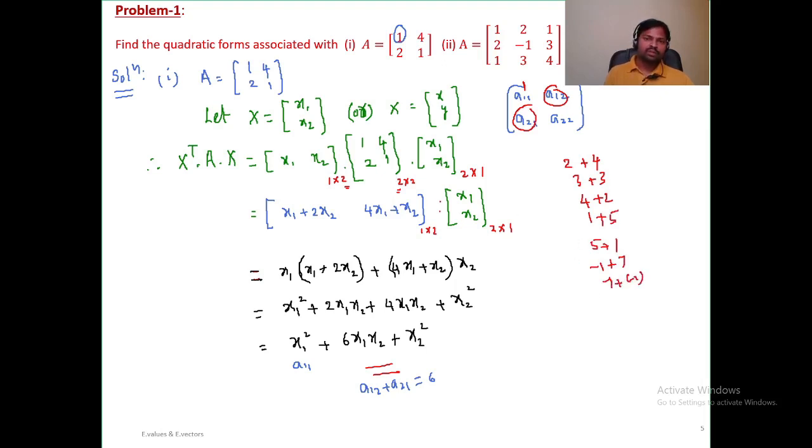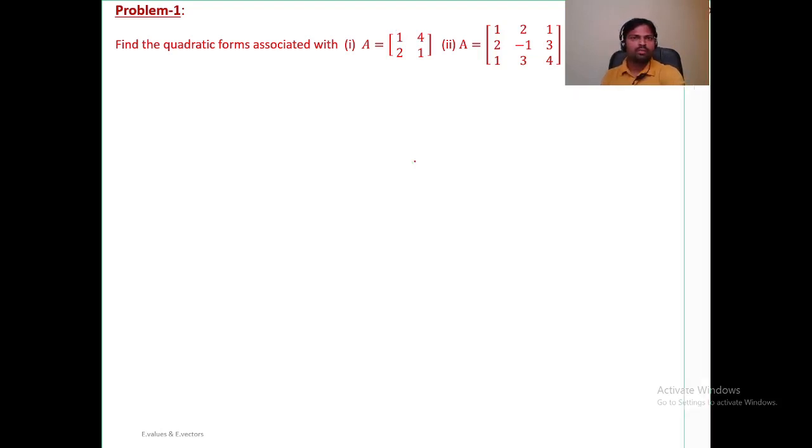Therefore the matrix representation is not unique. The quadratic expression is unique. If you give me this matrix, there is one and only one expression, that is this one. But if you give me this expression, so many matrices we can generate, and this is one of those matrices. Understood? So the matrix representation is not unique, only the quadratic expression is unique. We will get to know that in problem number 2.